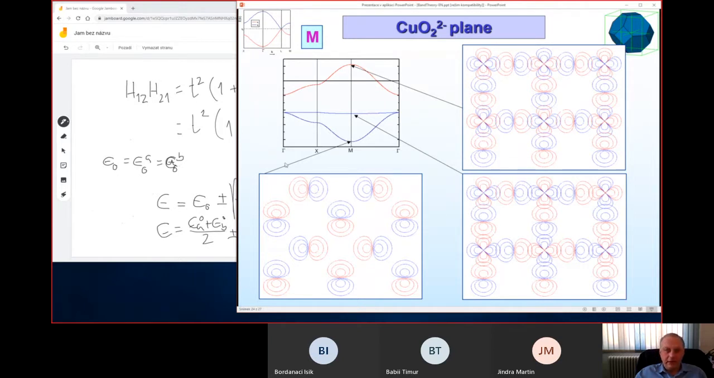While here we have, no, I think it is opposite. No, it is like that. We have one completely bonding interaction here, and this interaction is nearly non-bonding because we have a bonding interaction in this direction. You see, here is an anti-bonding interaction, here is a bonding interaction, so it is a combination, in fact. That's why we have a nearly non-bonding state here.